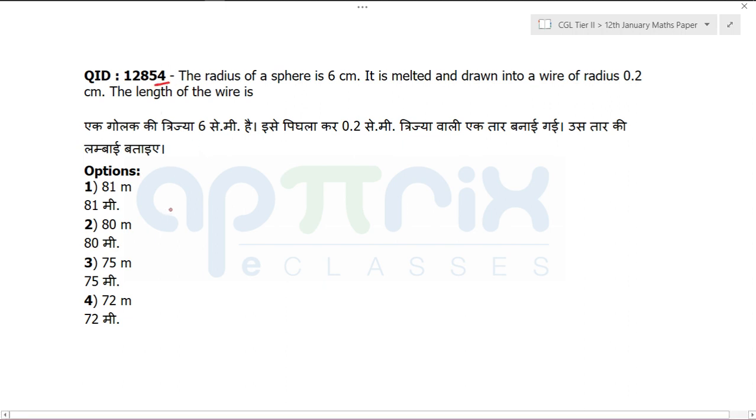Question number 54 now. It says the radius of one sphere is given to be 6 centimeter. It is being melted and drawn into a wire of radius 0.2 centimeter. Then we have to find the length of the wire. Now understand one thing, right? If you write 4 by 3, do not write pi, because that is not required. Pi will cancel out from both sides. This is the volume of the sphere. Then I'm going to write the volume of the cylinder. I will not write pi once again, because that will cancel out. So this will be, and the length will be L. I have to find the value of L.